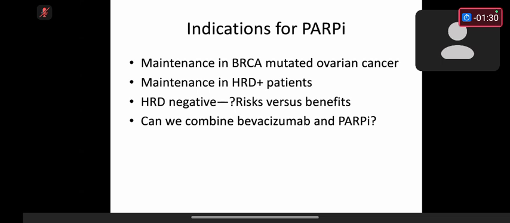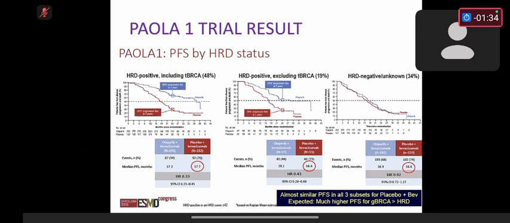Can we combine bevacizumab and PARP inhibitor to have some more effect? Yes, one of the trials showed that it is feasible to combine bevacizumab with PARP inhibitor. It also showed that adding PARP inhibitor in HR proficient patients was not beneficial. So just to understand, it is feasible to add PARP inhibitor and bevacizumab, but maximal benefit will be derived in those patients who are either BRCA mutated or HRD positive.